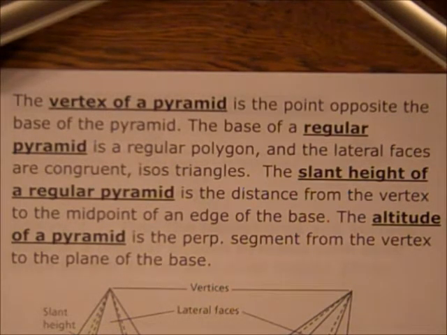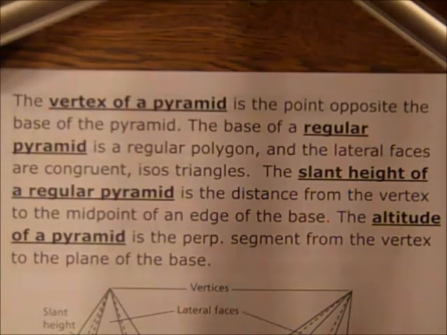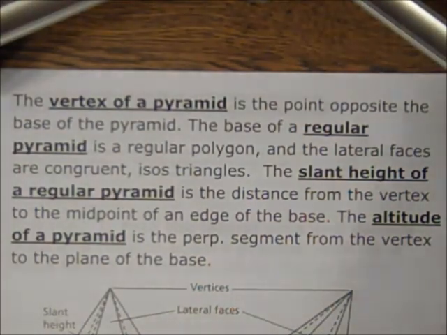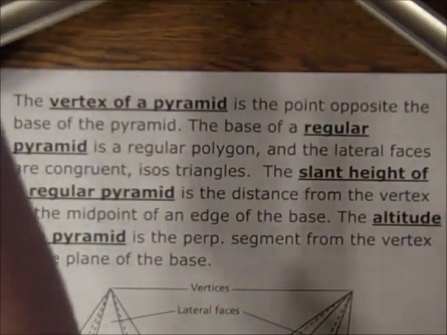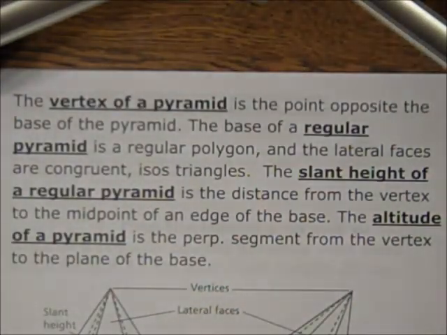Alright, the vertex of a pyramid is the point opposite the base of the pyramid. The base of a regular pyramid is a regular polygon. So that phrase regular is coming back from chapter 4 even. Regular means equilateral and equiangular. And the lateral faces are congruent isosceles triangles. So if all of the bases are the same, then that's going to make all of the faces around the side going to be the same as what that says.